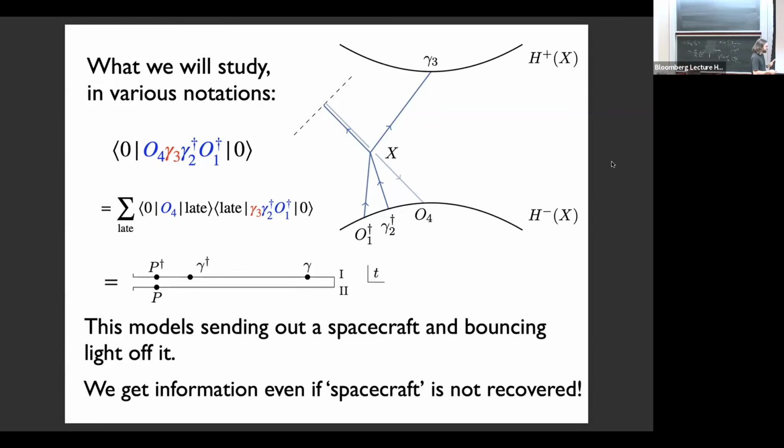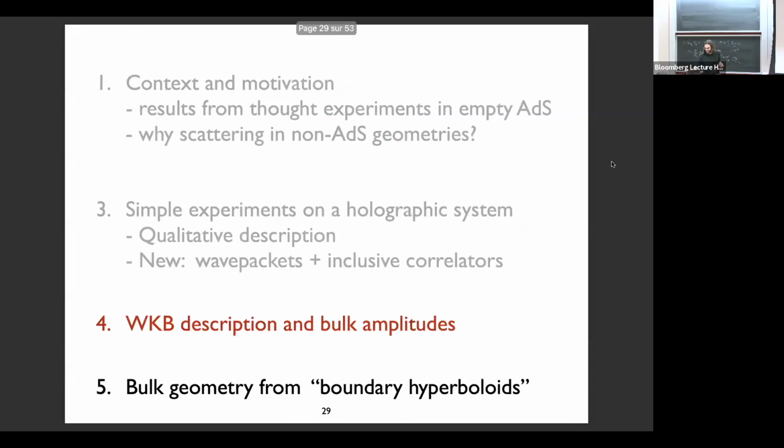Should be a basic experiment. Sorry, this is not working anymore. It's an analog pointer up there.